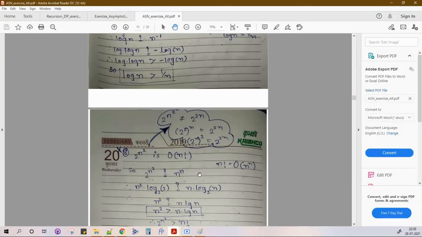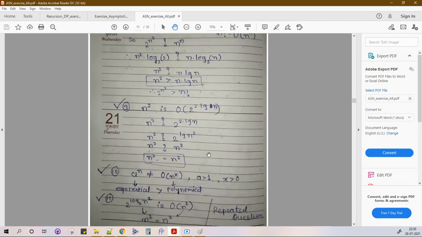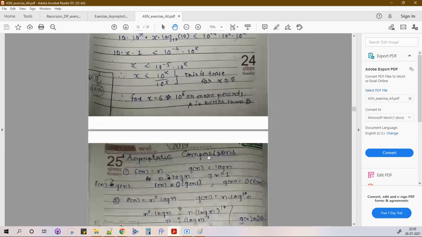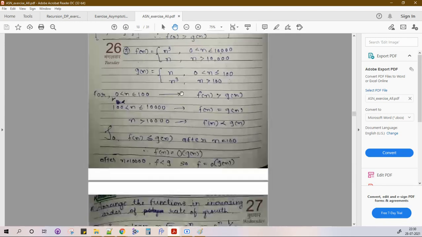Here I had this cloud. I was finding this cloud basically. The 2 raised to n square is not equal to 2 raised to 2n, and this is the thing about when we can take the multiplication. Okay. N cube and this function, yes.